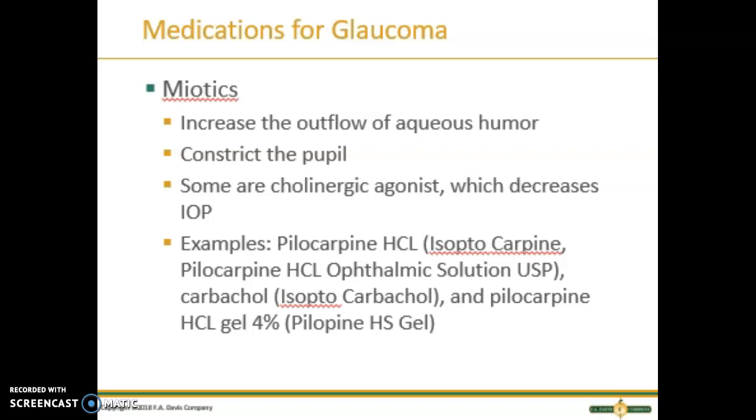So again, miotics increase the outflow of the aqueous humor. Miotics also constrict the pupil. Some are cholinergic agonists, which decrease the intraocular pressure. Some examples might be the pilocarpine HCl.